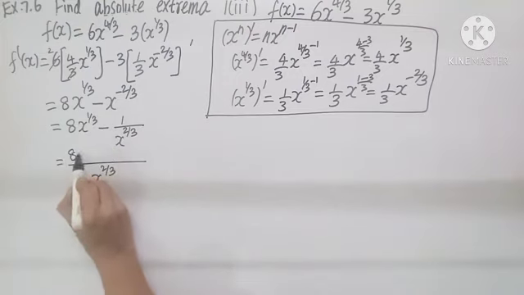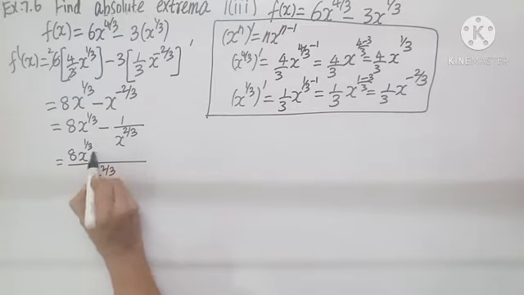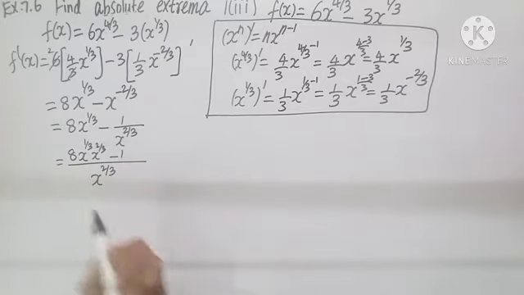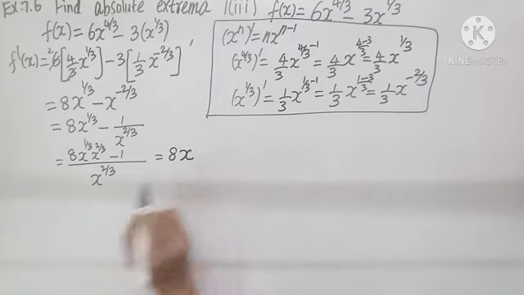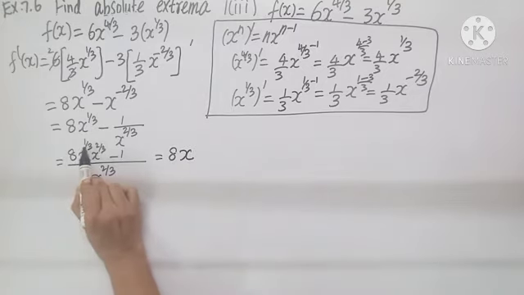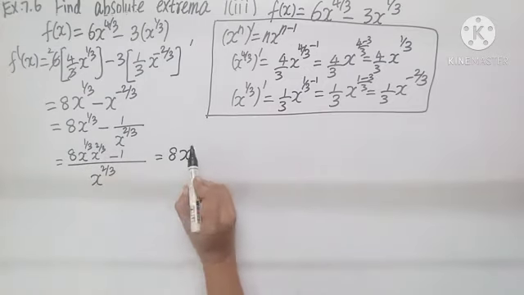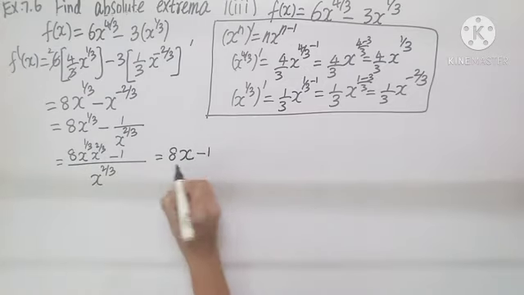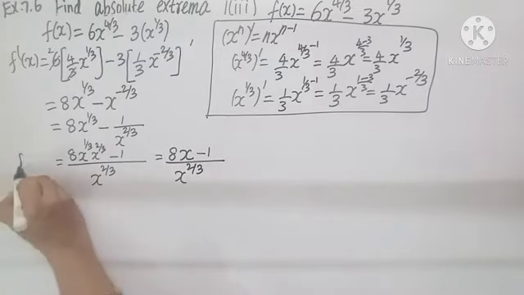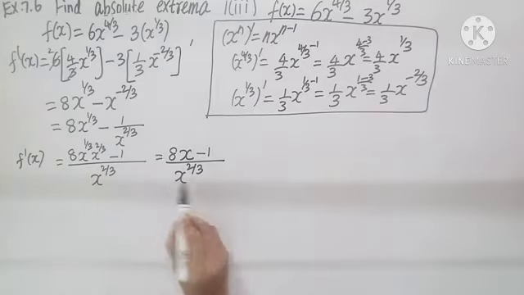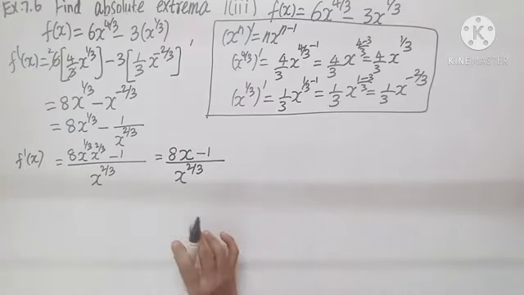Cross multiply: 8 x power 1 by 3 into x power 2 by 3, minus 1, which is 8 x power, add the powers, 1 by 3 plus 2 by 3, 3 by 3. 3 by 3 tells me 1, minus 1, divided by x power 2 by 3. So the derivative we get is 8x minus 1 by x power 2 by 3.